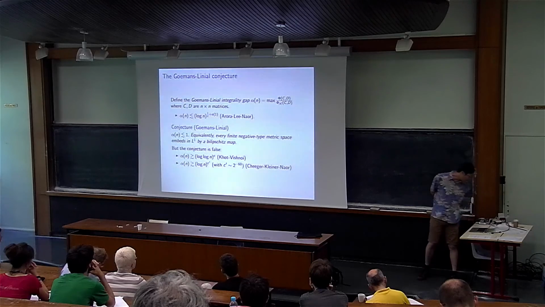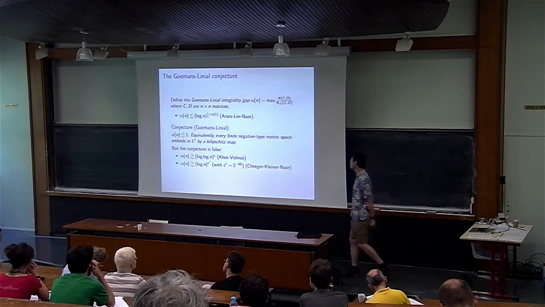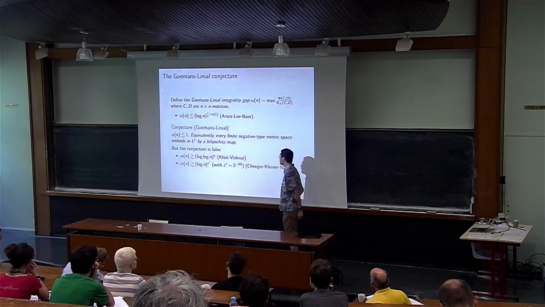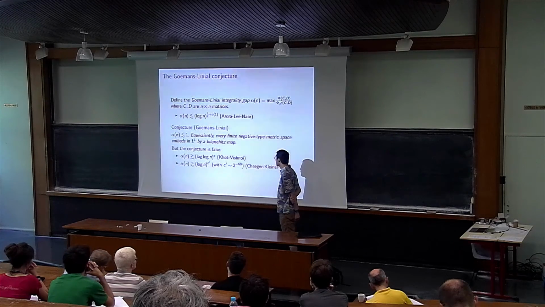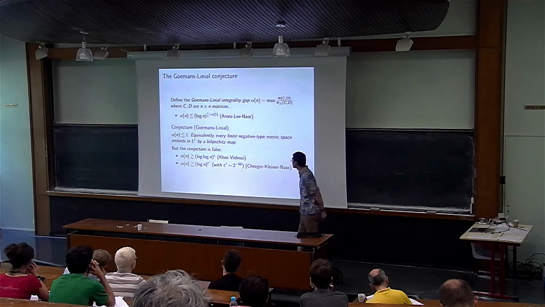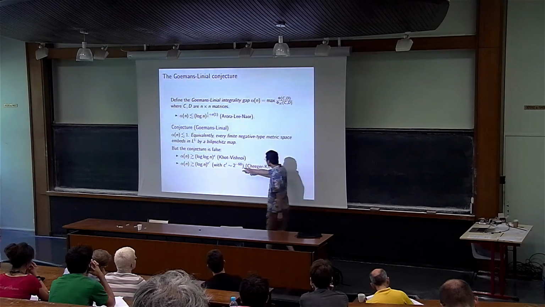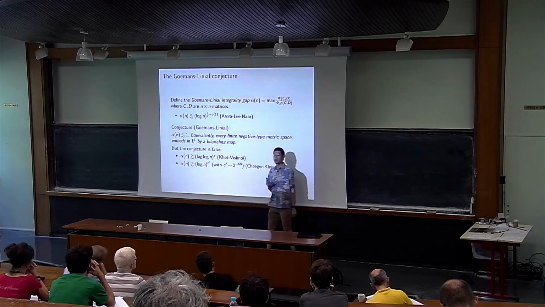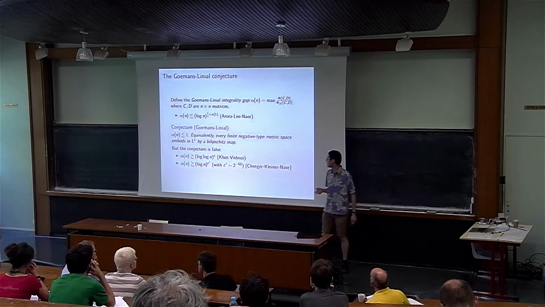And then Cheeger, Kleiner, and Naor came up with a more geometric example. They showed that alpha of n in fact grows at least as quickly as log n to some power. But unfortunately, you can see that the power that they came up with is very small. It's on the order of 2 to the minus 60.